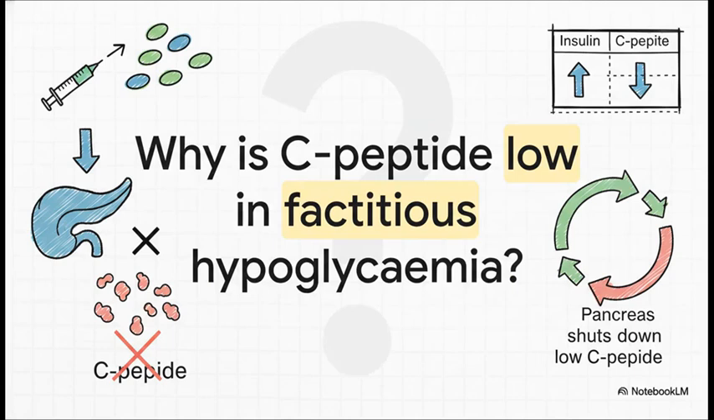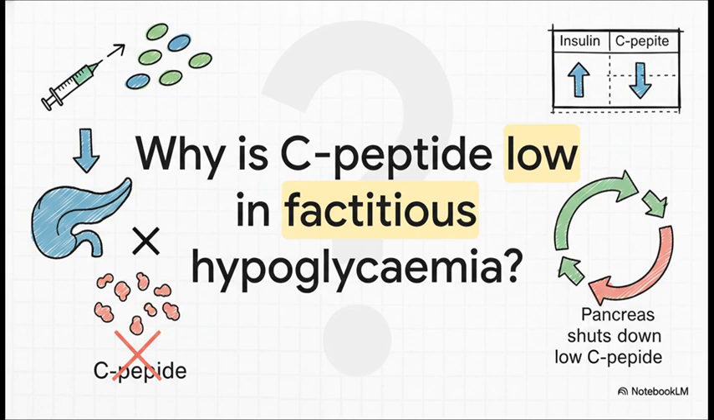So, to wrap everything up and to test our understanding, let's think about this question. Fictitious hypoglycemia presents with high insulin and low C-peptide. Why is that? Think back to our diagnostic table. The answer, of course, is that the commercially available insulin that people inject doesn't contain any C-peptide.